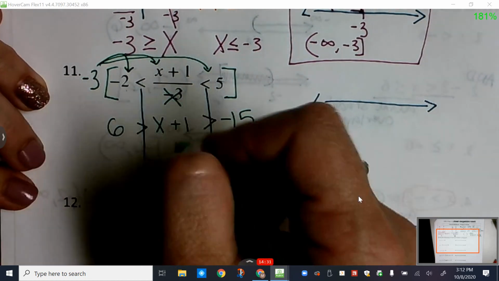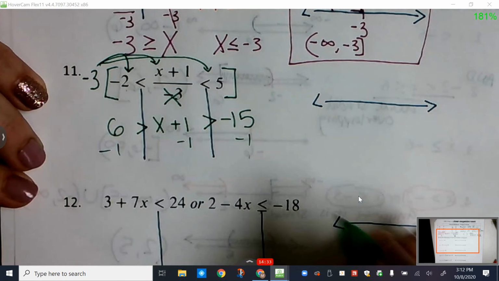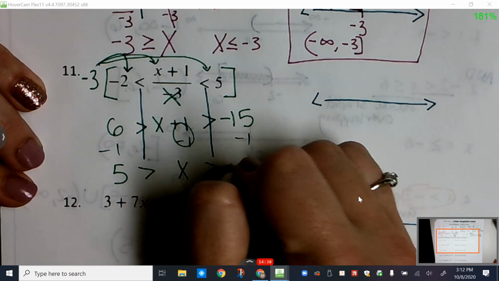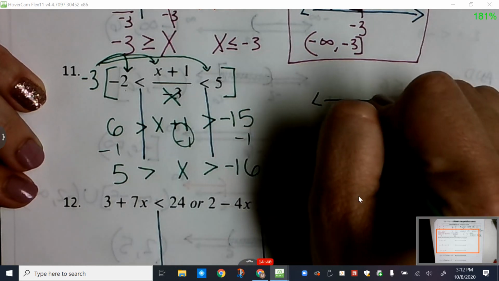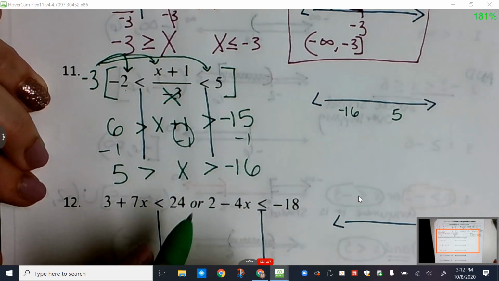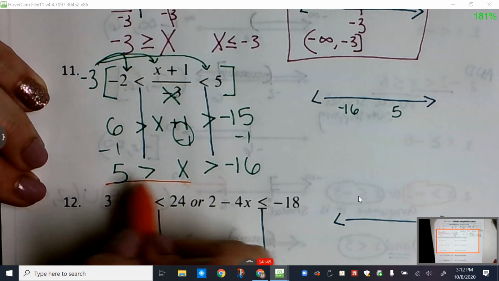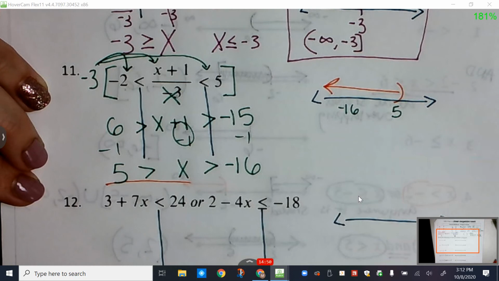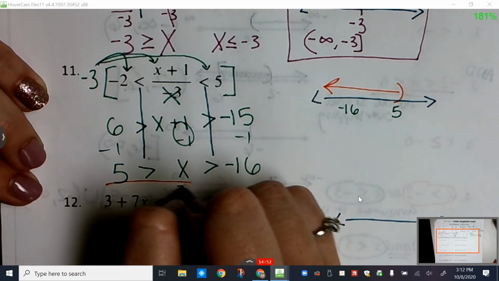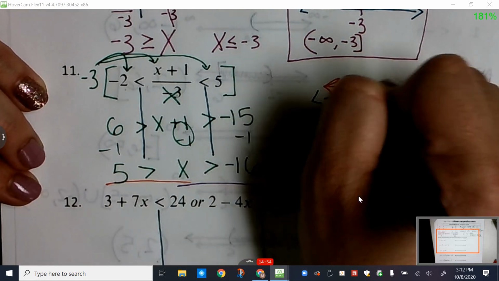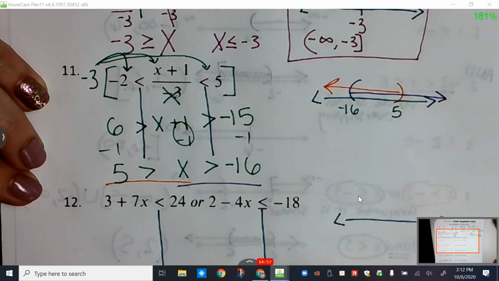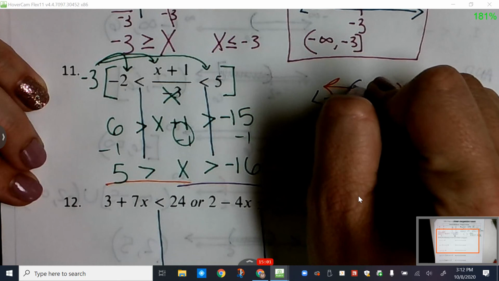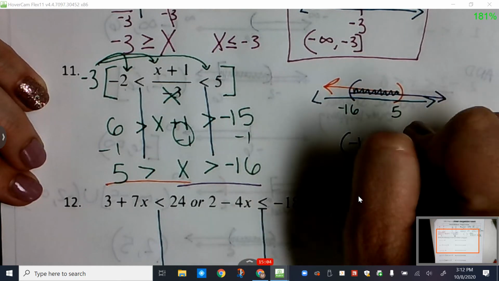So last step to get x by itself is subtract 1 from all 3 sides. I get x, bring down my symbols, as 5 and negative 16. So negative 16 and 5. Remember, read it: x is less than 5, not equal to. X is greater than negative 16, not equal to. And remember, it's an and situation, so it's where it satisfies both. So negative 16 to 5.